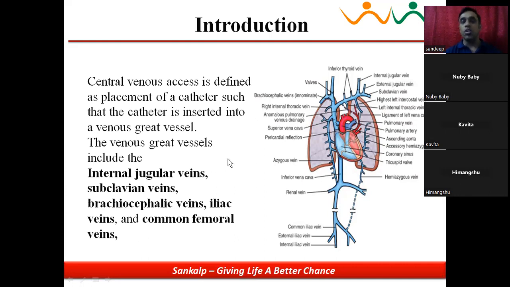But when it comes to the transplant setup, mostly we will use the upper part of the blood vessels, not the lower part. Femorals we are not going to use because of high infection risk. Generally we use the internal jugulars.